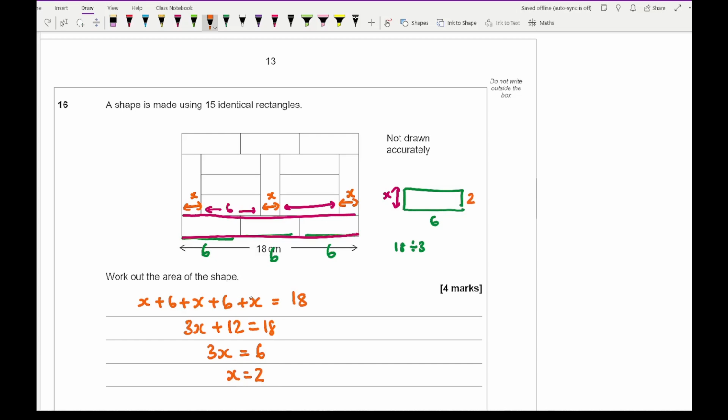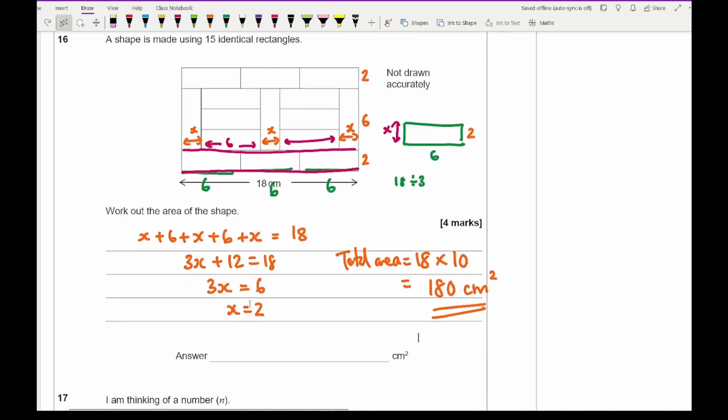So then I can work out the height of this mega rectangle, and that's going to be a total of 10. So the total area is going to be 18 times 10, which is 180, and that's going to be in centimetres squared.